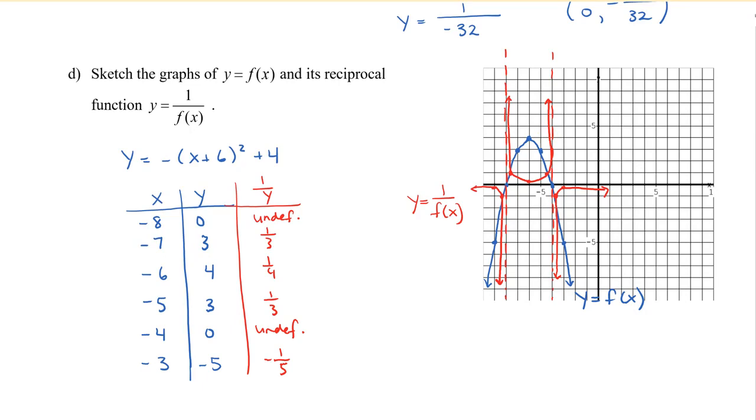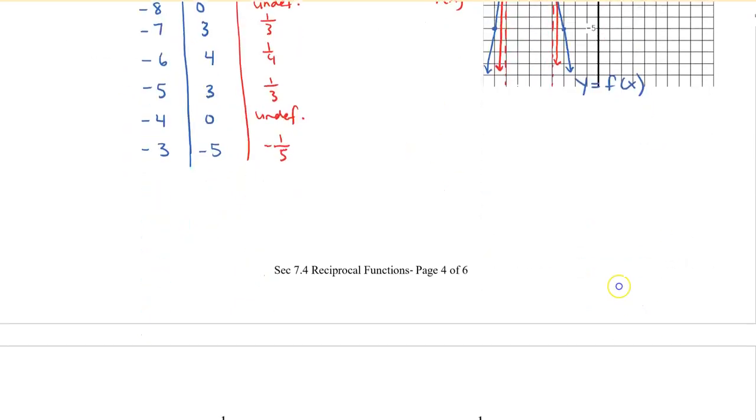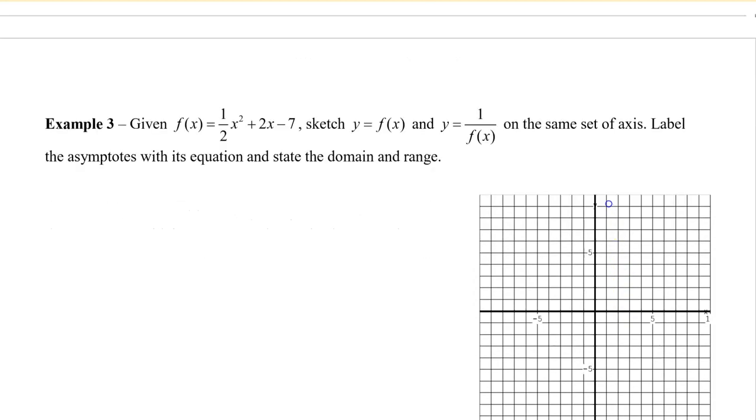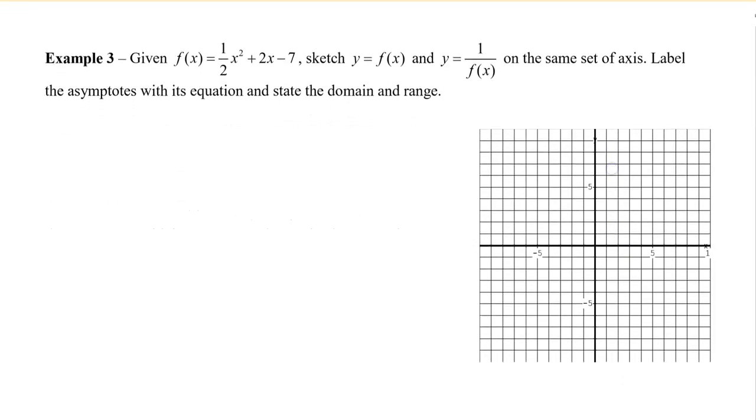All right, let's take a look at one more so that you can see how this is done again. So given f of x equals ½ x squared plus 2x minus 7, we're going to sketch the original and then the reciprocal on the same set. And then we're going to find the asymptotes. And then for something different, we're going to find the domain and range. So the reciprocal is going to be 1 over ½ x squared plus 2x minus 7.